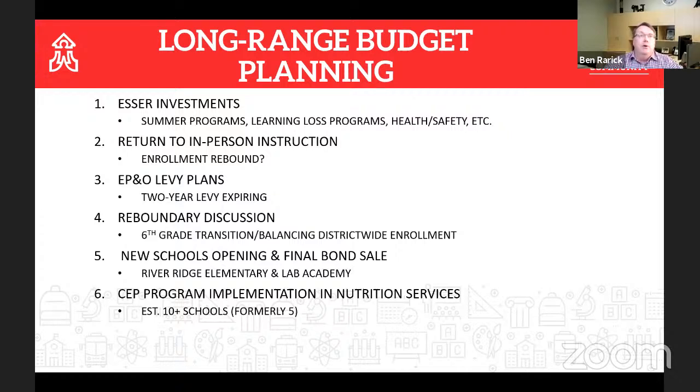Discussing the length of the levy, we opted for a 2-year last time, right? There might be reasons to do that again, and there might be reasons to extend it.